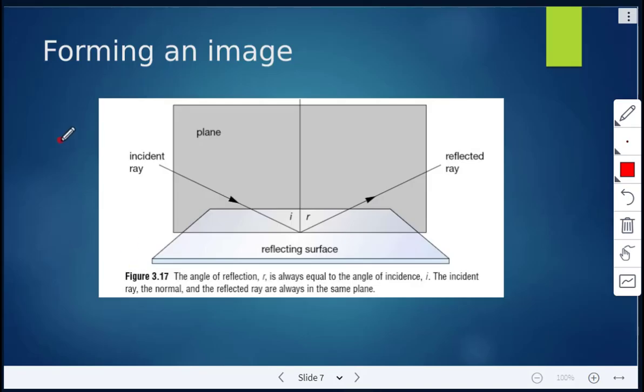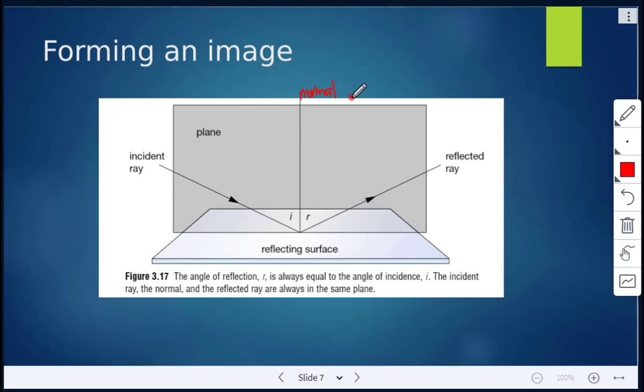Okay, so in this example, we are looking at an incident ray coming in. We have a reflecting surface here, something like a mirror. The incident ray is hitting the reflecting surface here. So this is the point where we would make that normal line. This line here would be the normal, so I'm just going to label that. That line there is the normal.